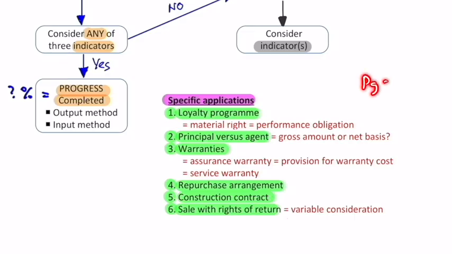Please refer to page 832. Number 7, consignment arrangements. For consignment arrangements, the entity should not recognize revenue when the goods are transferred to the agent. The entity should only recognize revenue when the goods are sold to a third party.